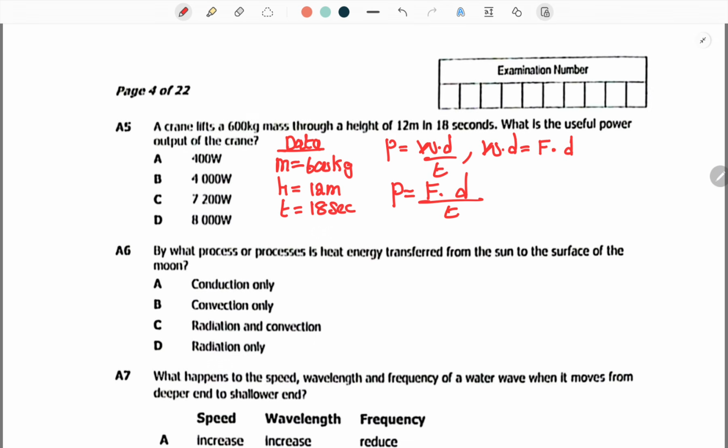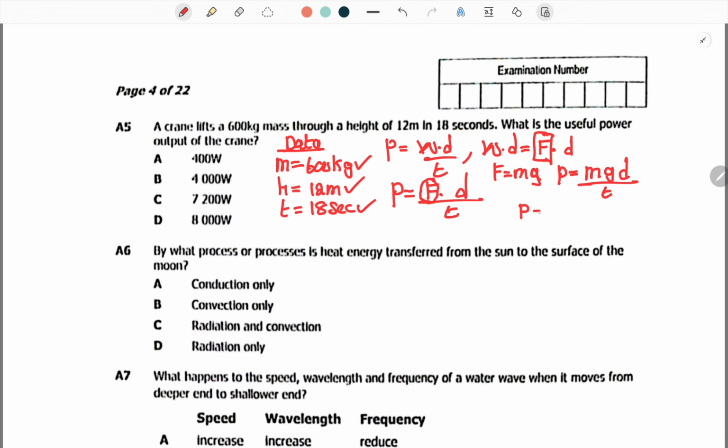Now, what we have been given is the mass, and of course, the distance and the time. We don't have the force. So, we are going to convert this force into something that is going to fit our data. Force is actually equal to ma, right? And because you are lifting it up, this a becomes the gravitational field strength. So that's what you're going to replace here. So power is going to equal mgd over your time.